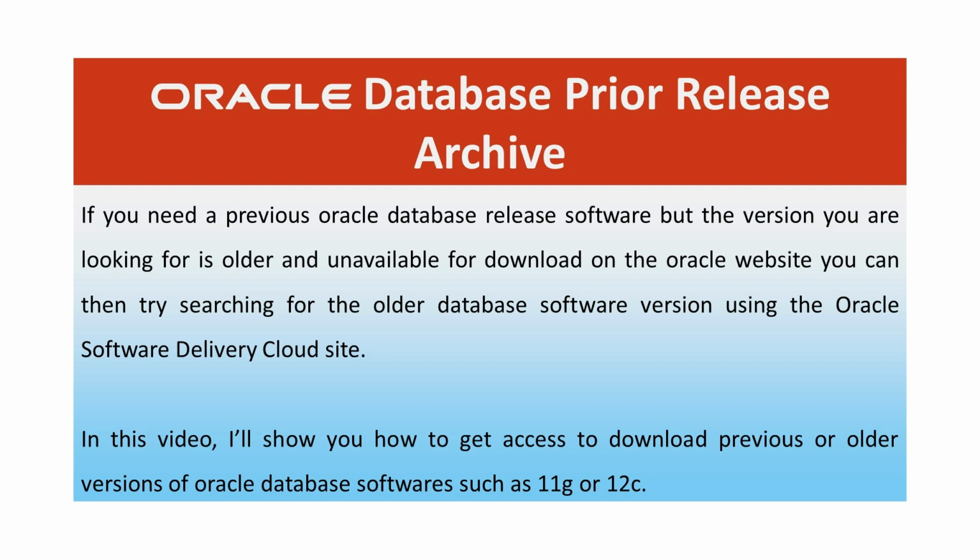If you need a previous Oracle database release software but the version you are looking for is older and unavailable for download on the Oracle website, you can then try searching for the older database software version using the Oracle Software Delivery Cloud site. In this video, I'll show you how to get access to download previous or older versions of Oracle database software, such as 11g or 12c.